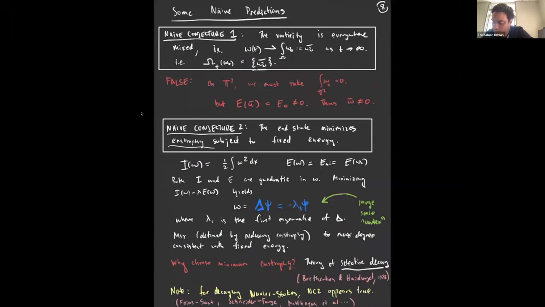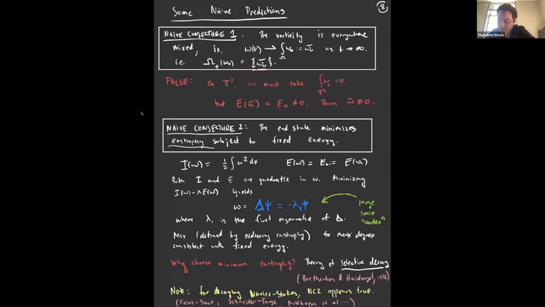So let me begin by making some really naive predictions based on the principle that mixing should occur. The first conjecture would be that mixing should just mix the vorticity everywhere. So you should just replace the vorticity at long time by its average over the domain, which would mean that this omega limit set consists of just one point, which is the average vorticity.